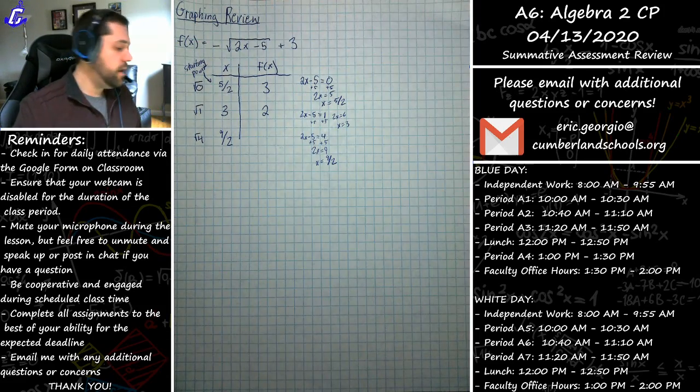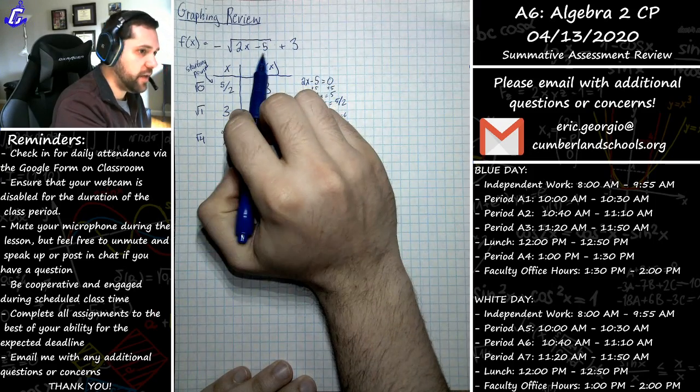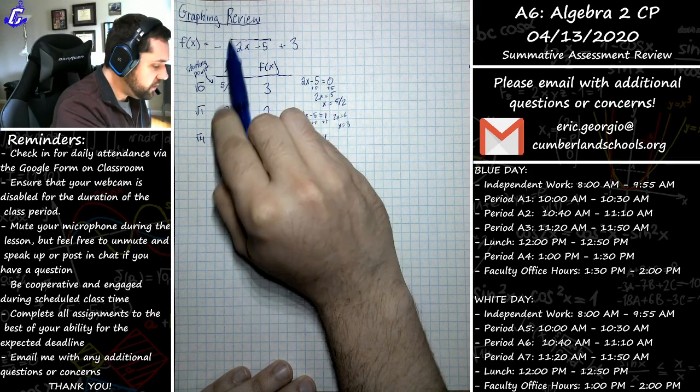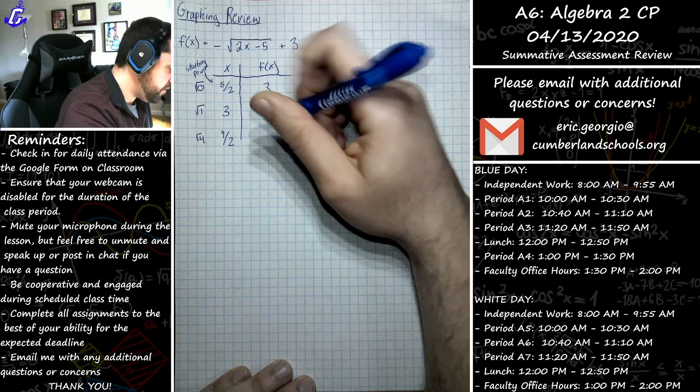You know that when you plug in 9 halves, you're going to get 4 under here. That's why you picked it. The square root of 4 is 2. The opposite is negative 2. Plus 3 is positive 1.